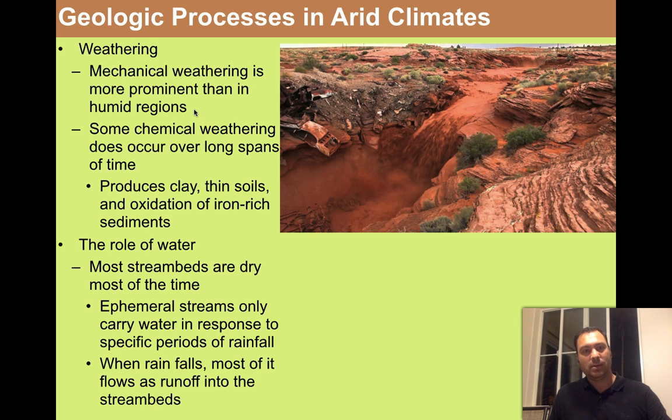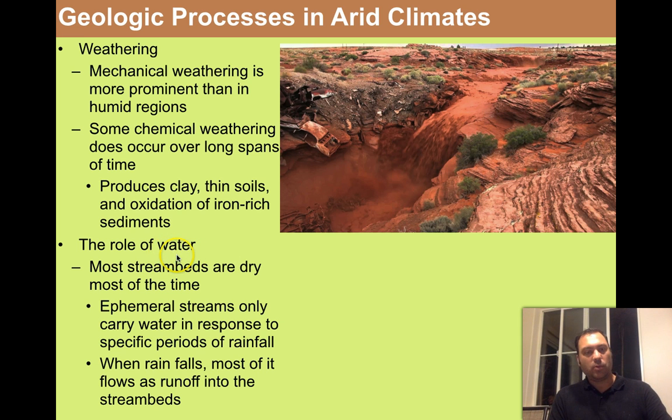It does happen. Some chemical weathering does occur over long spans of time, and it does produce clay, some thin soils, and oxidation of iron-rich sediments. Now, if you guys remember what iron oxide is, or oxidation of iron is, it's rust. It tends to turn things red. So deserts tend to have a red color to them. That's what this picture here is showing you. In fact, there's a flash flood occurring, and you can see that it's washing a lot of this iron oxide rusty material with it down this gully.